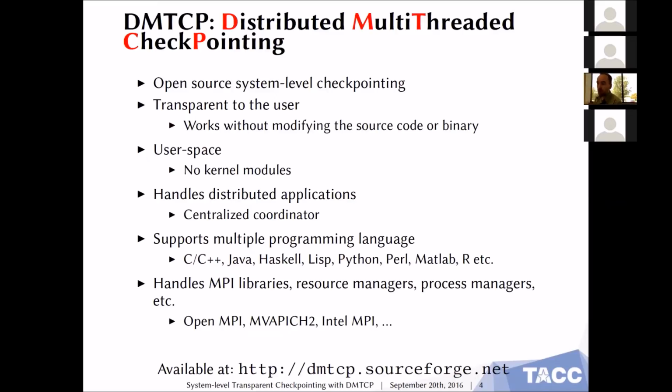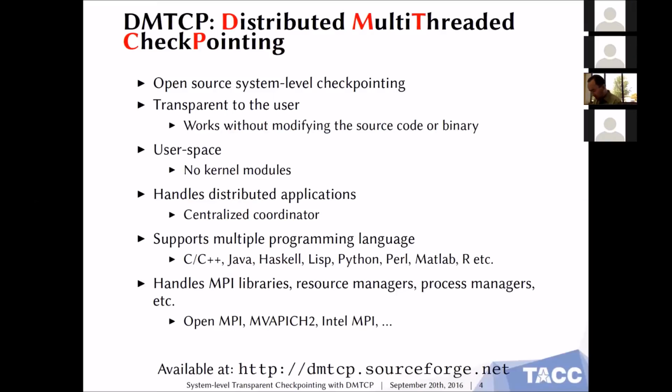So globally, when you want to use DMTCP on 64 nodes, you will have to ask for 65 nodes: one that will run the coordinator, and your 64 other nodes to run your code with DMTCP. And the coordinator will manage all the checkpoints, etc. It supports multiple programming languages: C, C++, Java, Lisp, etc. During this collaboration, we also added support for OpenSHMEM. It handles multiple kinds of MPI libraries, resource managers, and process managers. So I was able to use DMTCP with OpenMPI, MPICH-2, Intel MPI, etc.